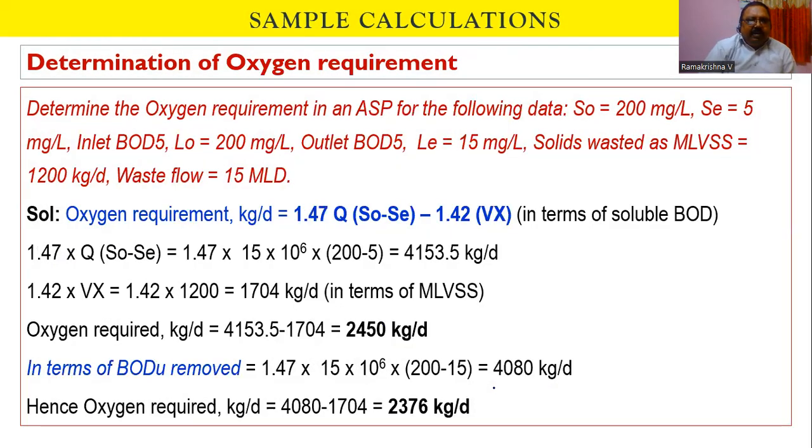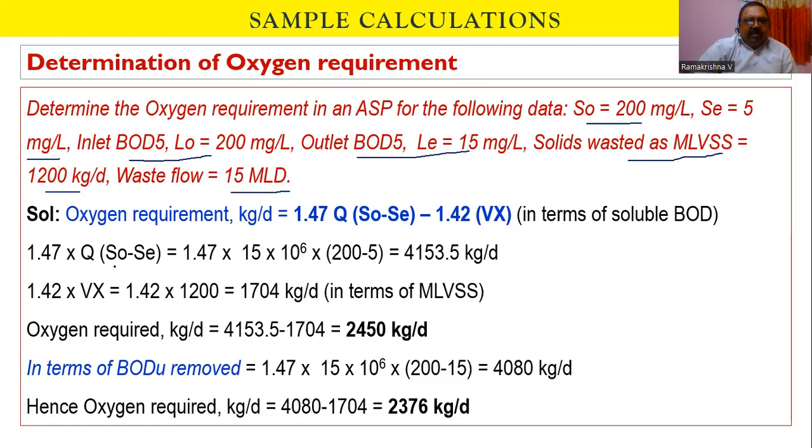Oxygen requirement. This is another important parameter in the activated sludge process. Determine the oxygen requirement for the following data. Influent soluble BOD is 200 milligram per liter, effluent soluble BOD is 5 milligram per liter, inlet BOD is 200 milligram per liter, outlet BOD is 15 milligram per liter, solids wasted as MLVSS is 1200 kg per day, and waste flow is 15 MLD.